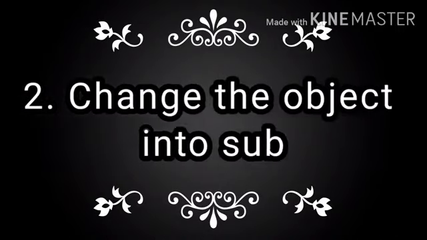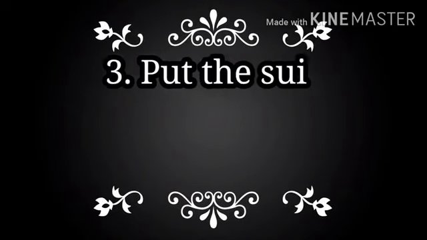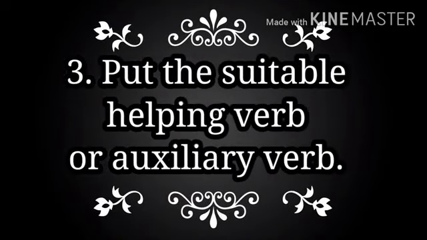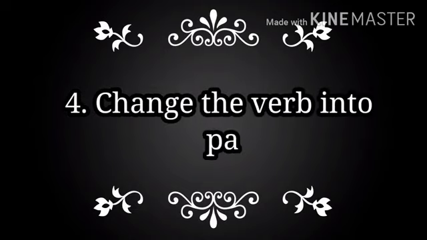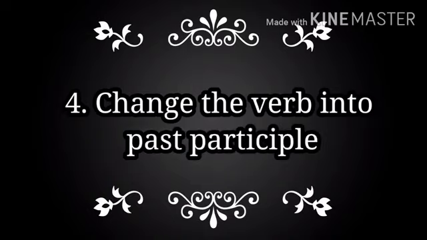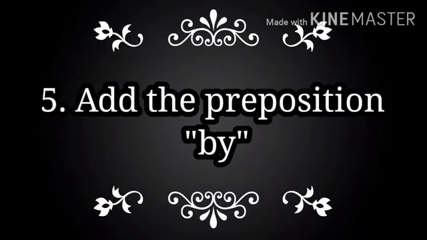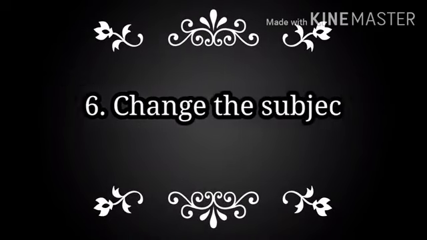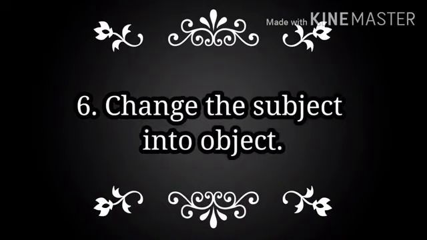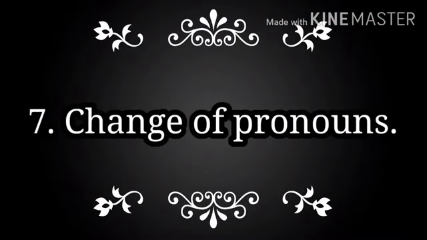Number 2. Change the object into subject. Number 3. Put the suitable helping verb according to the tense. Number 4. Change the verb into past participle or the third form of verb. Number 5. Add the preposition by before the object. Number 6. Change the subject into object. Number 7. Change of pronouns.